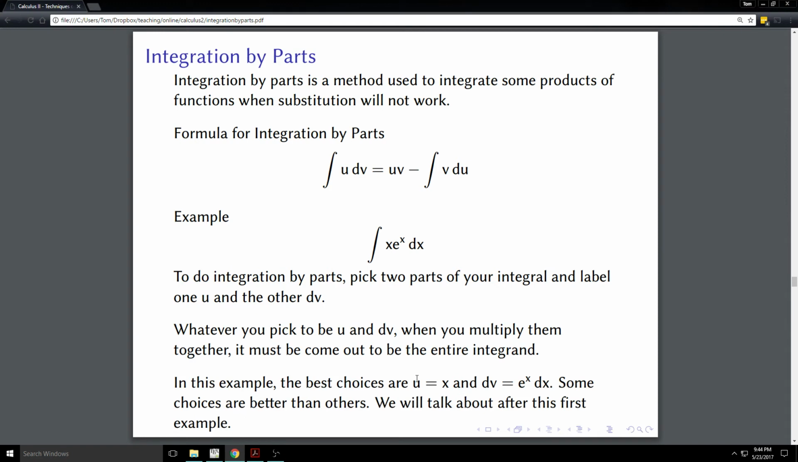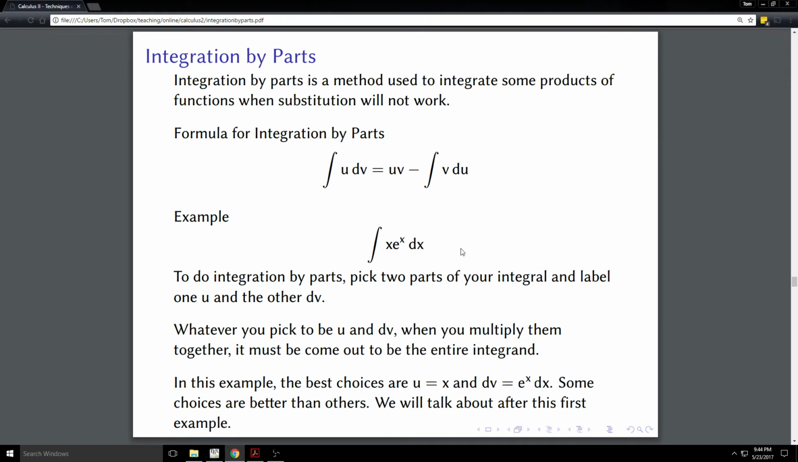So it turns out in this example, the best choices are u equals x, right, and dv equals e to the x dx. So first off, let's verify when I multiply u and dv together, that would be x times e to the x dx. And notice that would be all of this stuff right here. It has to be that way, okay? You can't leave out stuff. Whatever you pick to be u, and whatever you pick to be dv, when you multiply those two things together, it must come out to be the entire integrand, okay?